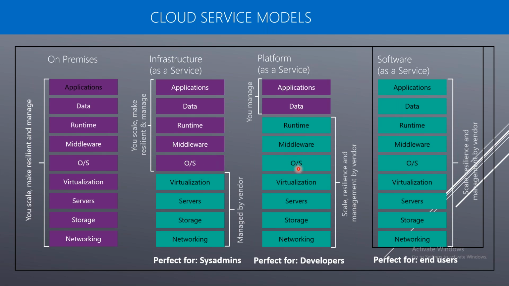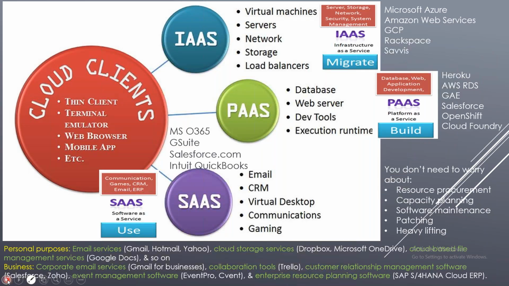So there are three different service models based on who manages what. If the infrastructure is managed by the provider, then it is called infrastructure as a service. If the infrastructure and the platform are managed by the provider, then it is called platform as a service. If the entire technology stack, including the software, is managed by the provider, then it is called software as a service. Okay, some examples here.